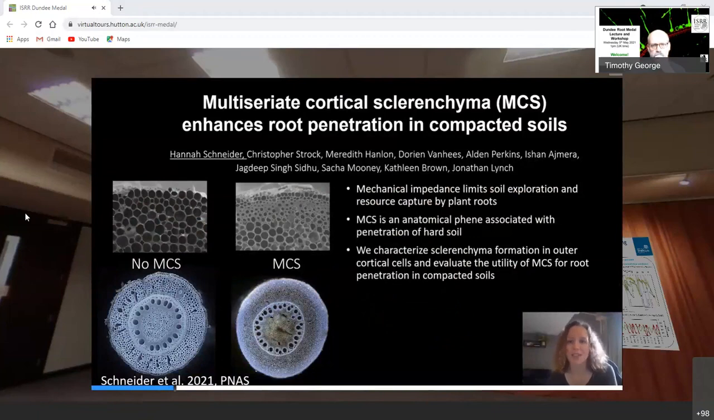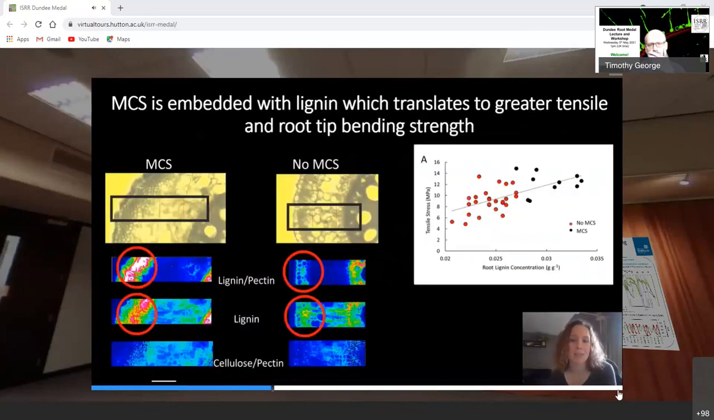MCS presents itself as small cells with thick cell walls in the outer cortical cells. We've observed MCS in maize, wheat, barley, sorghum, and many other cereals. The work I present today is going to be focused on studies on maize and wheat, but presumably the MCS phenotype has similar utility for compaction tolerance in other species. MCS is embedded with lignin.